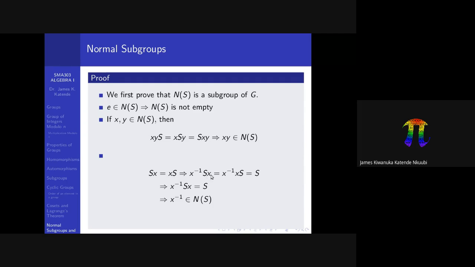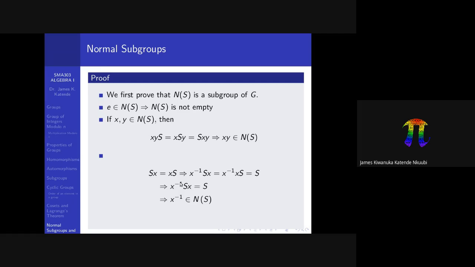So x inverse sx will appear on the left-hand side. And on the right-hand side, now we'll have x inverse xs. But x inverse x is just the identity. So that will leave us with just s. So essentially what we have shown is that x inverse sx is equal to s. But this is precisely the definition of an element being in the normalizer of S.